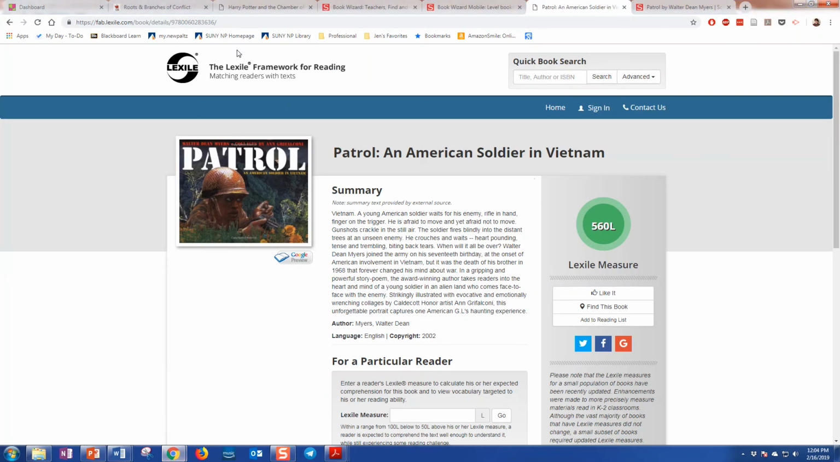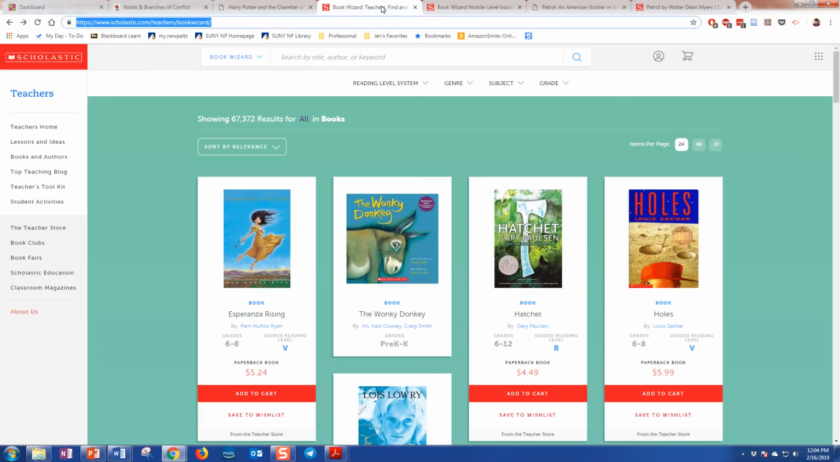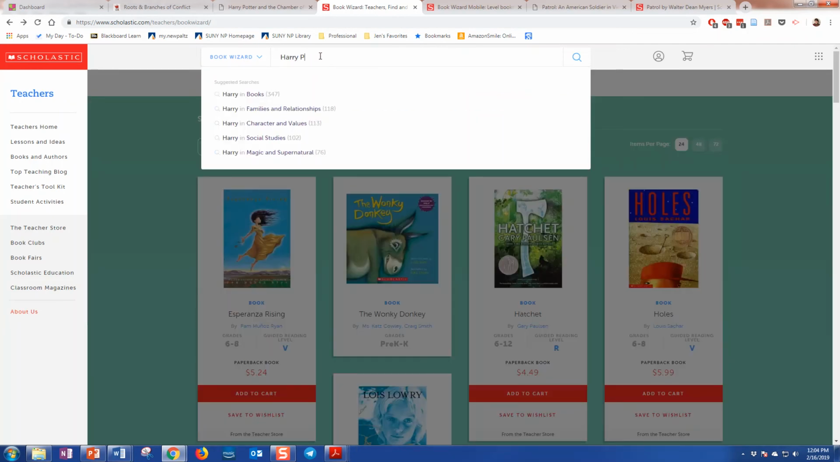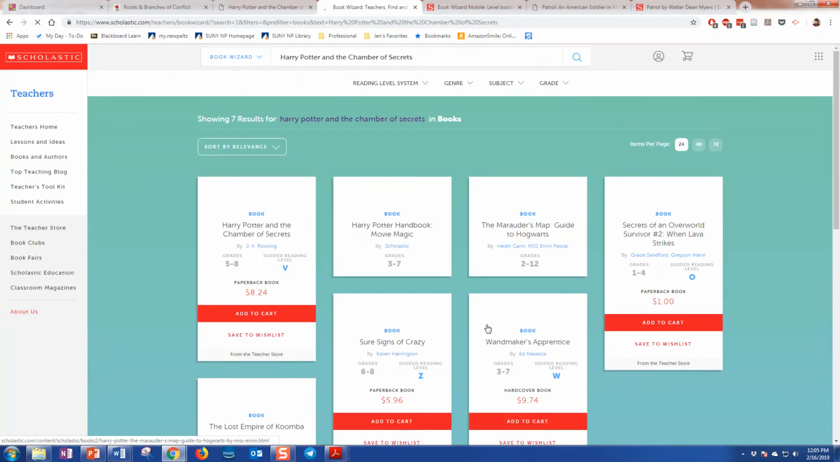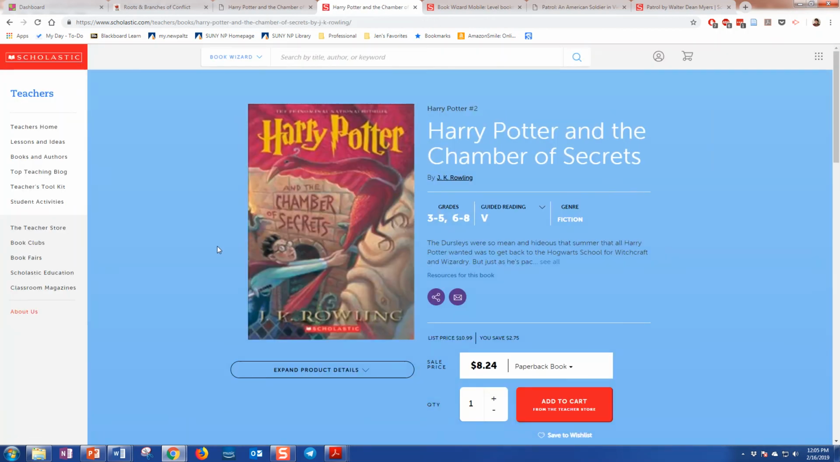Okay, so I showed to you the Lexile website and how that works. The other website I wanted to show you is Scholastic Book Wizard. Okay, and this too, you just type in a title. We can do that again. Harry Potter and the Chamber of Secrets. And it will provide for us some indicators of readability and of the complexity of this text.